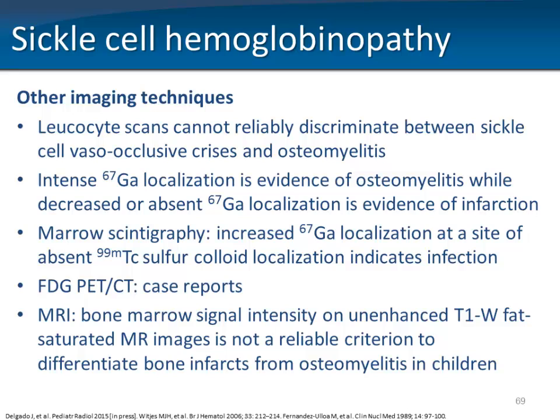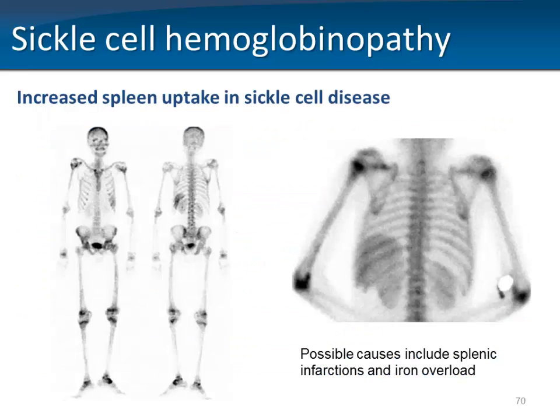MRI, unfortunately, the marrow signal intensity on the T1 images is not a reliable criterion either to differentiate bone infarcts from osteomyelitis in children. So again, usually this means that we do multiple techniques to come to a working diagnosis or differential diagnosis.